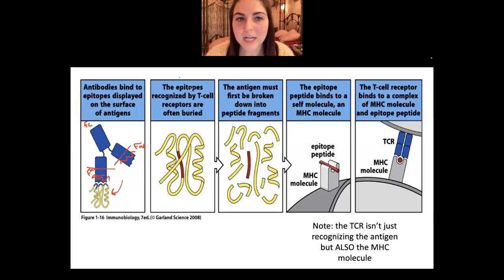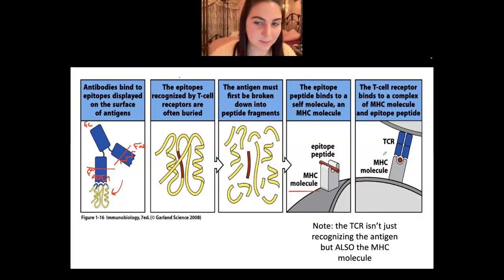But the epitopes recognized by T cells are buried. Again, T cells need to see the antigens in the context of MHC. So this is going to get broken down, and then fragmented, and then the exact portion that the T cell needs to recognize is loaded onto an MHC molecule. And MHC molecules, we'll go into a little more detail, are just on the surfaces of cells.